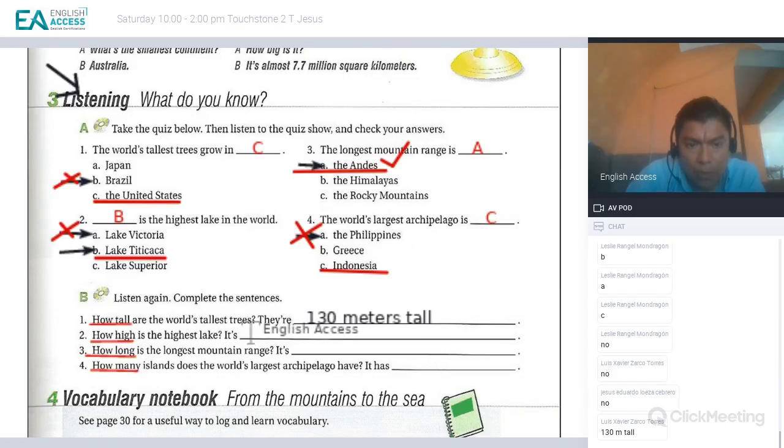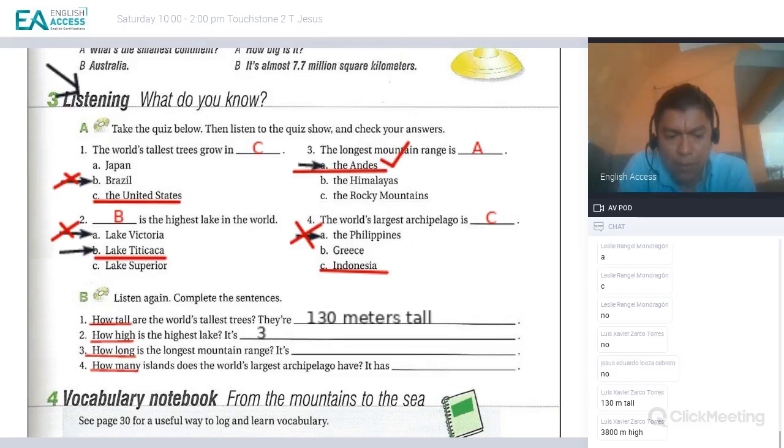Okay. What about number 2? How high is the highest lake? No answers? Everybody can type at the same time, okay, guys? Everybody can write your answers at the same time. So Javier says 3,800 meters high.